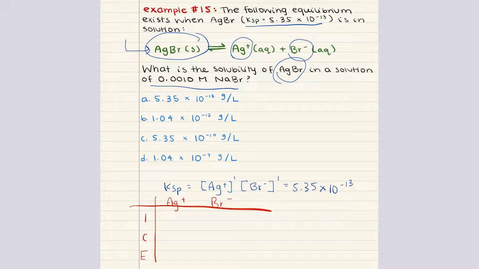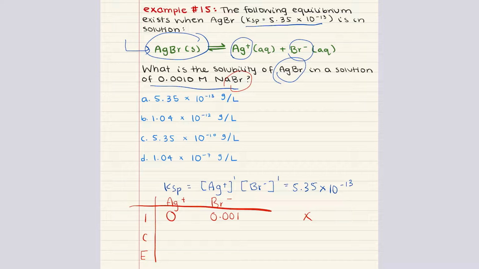Now, initially, if we only had silver bromide, the initial concentration for both of these ions would be 0. But here we have 0.001 molar sodium bromide. Sodium bromide is soluble. It exists in its dissociated form in solution, which means we actually have an initial concentration for bromide that is equal to 0.001 molar. For silver cations, it's going to be equal to 0. Over time, though, silver bromide dissociates, and we're going to note that change using the variable x.